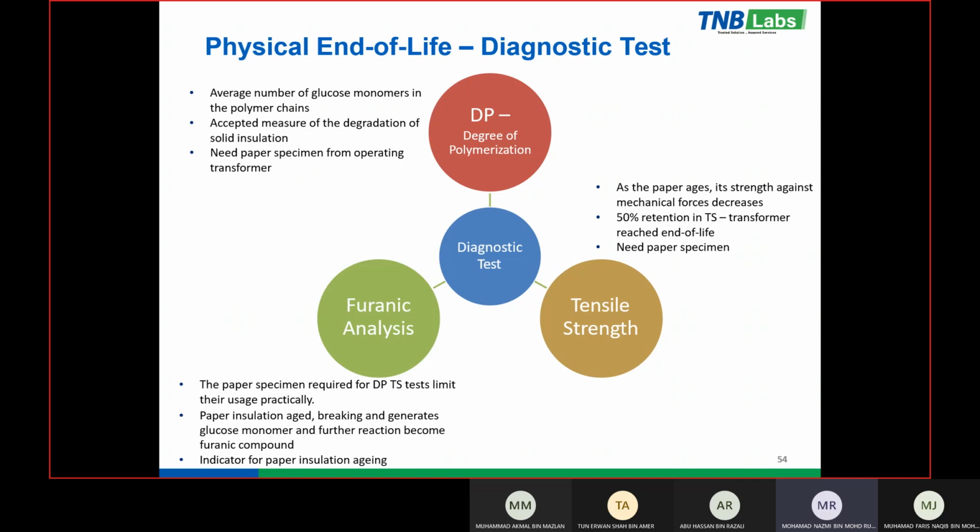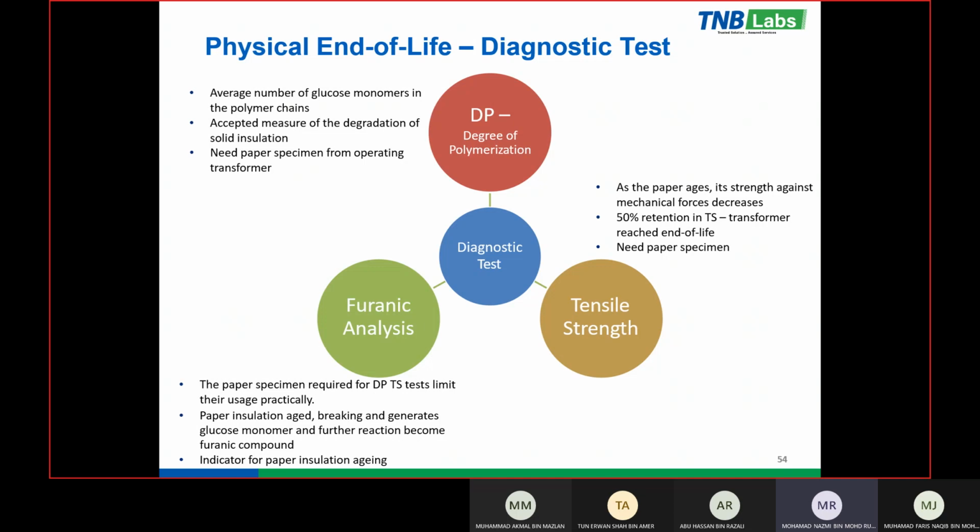For DP, it is the average number of glucose monomers in the polymer chain, and an accepted measure of the degradation of solid insulation. And next, for furanic analysis, the paper specimen required for DP and TS tests limits their practical usage. The paper insulation is breaking and generating glucose monomer, and further reaction becomes furanic compound.